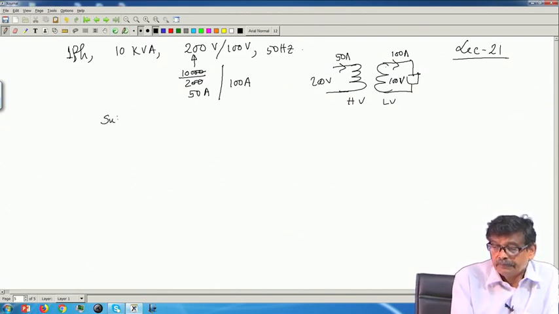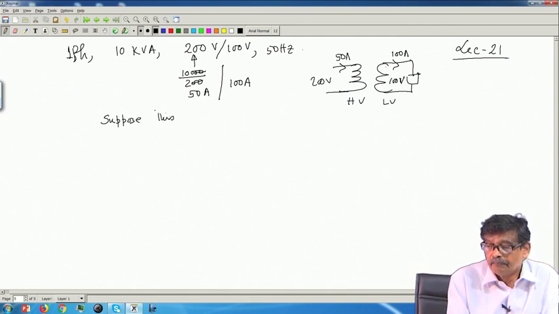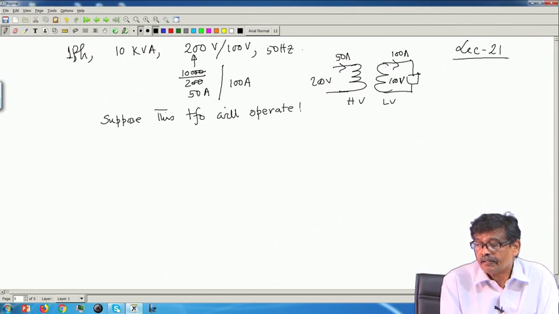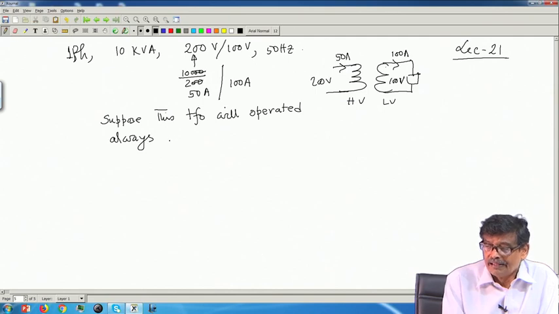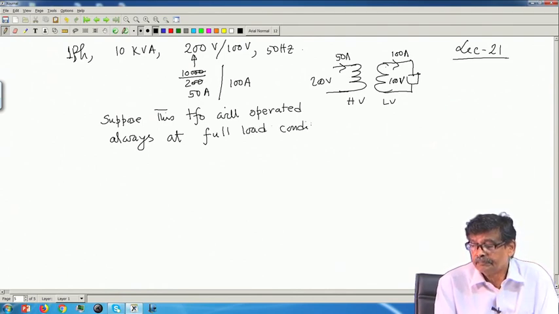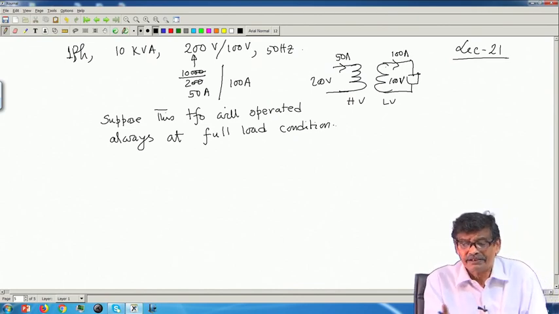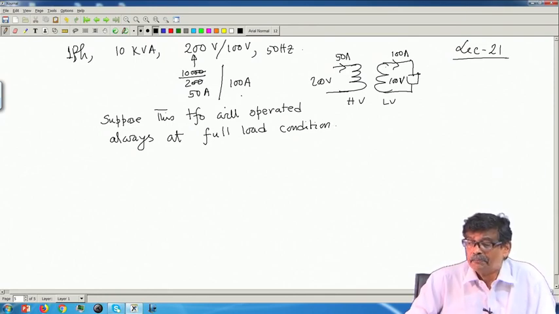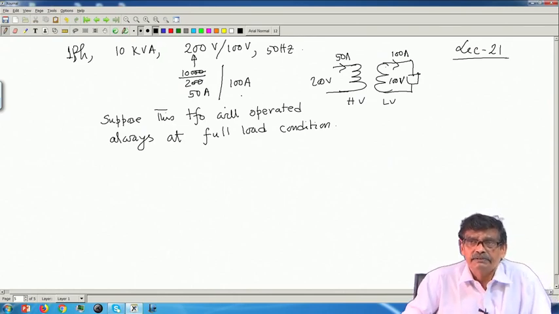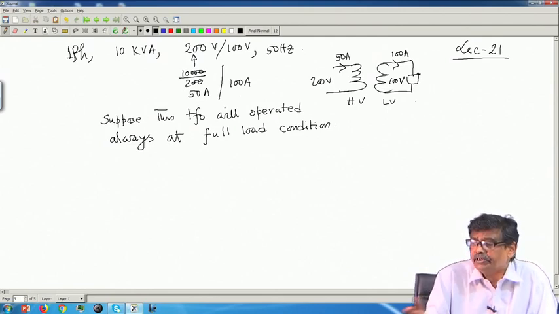Suppose this transformer will always be operated at full load condition. And that is what is expected. You have purchased a 10 kVA transformer whose current ratings are 50 ampere and 100 ampere, so you would like to operate the transformer at full load. Not that you half load it and run it continuously. Then you should have purchased a transformer with a lesser kVA rating. But since you have purchased it, it looks like you will always be using it at full load condition.